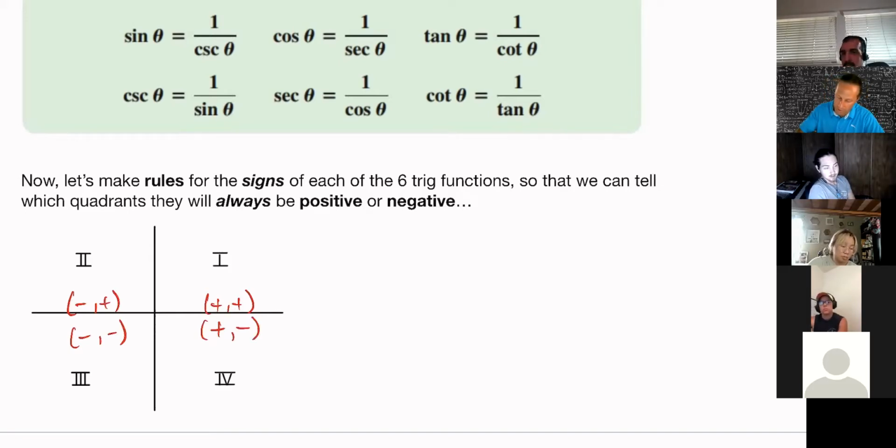So if we looked at all 6 trig functions, the sine, cosine, and tangent, didn't we just say how they are related in X, Y, and R's?